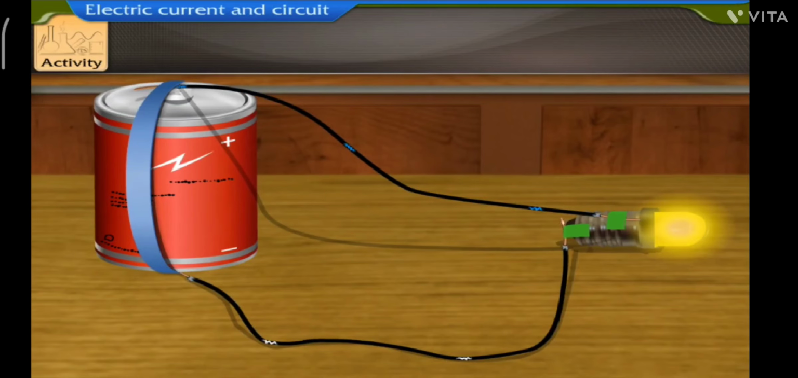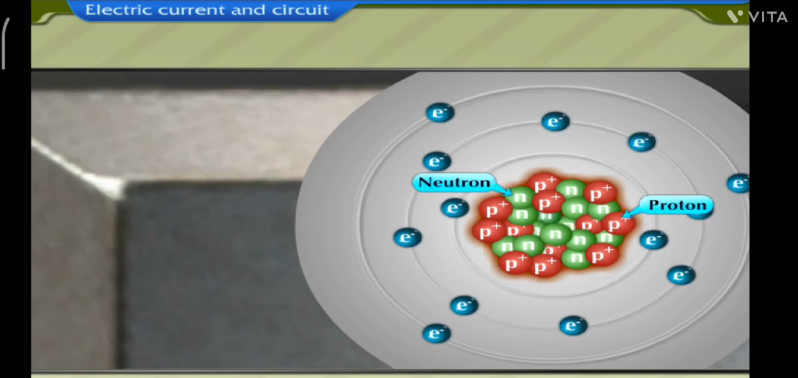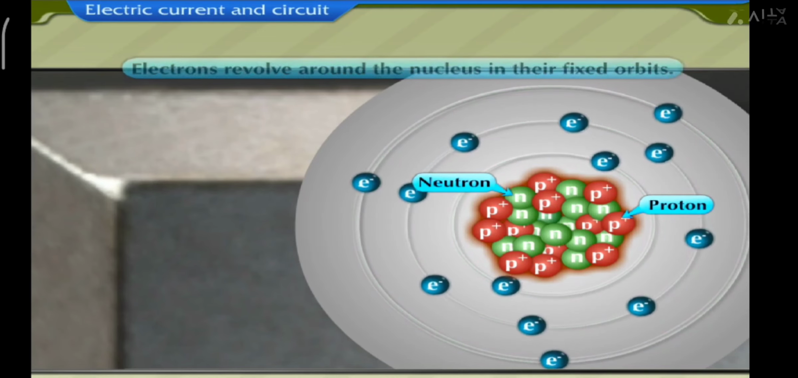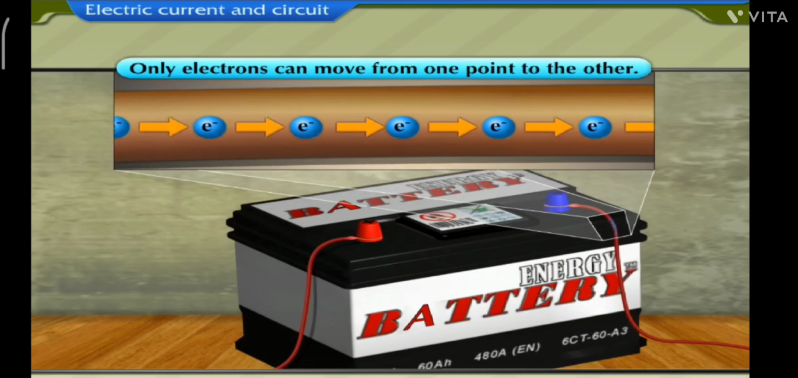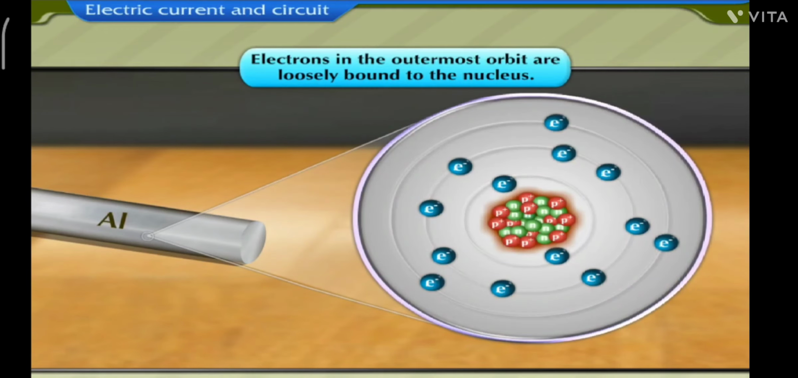Let us understand what makes the electric current flow in a circuit. Matter is composed of atoms, and every atom has protons and neutrons present inside its nucleus. While the electrons revolve around the nucleus in their fixed orbits, only electrons can move from one point to the other, unlike protons and neutrons, which are fixed inside the nucleus. In some substances, like metals, the electrons in the outermost orbit are loosely bound to the nucleus and can easily be detached from the atom. These electrons move randomly in all directions and are called free electrons.